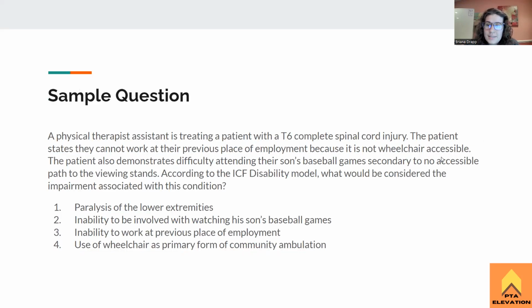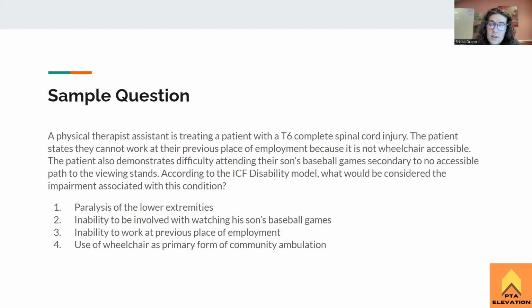So sample question, guys, bringing all of this together. Oh, I finally put ICF in here. Finally put ICF in this example. All right, guys, sample question. A physical therapist assistant is treating a patient with a T6 complete spinal cord injury. The patient states that they cannot work at their previous place of employment because it is not wheelchair accessible. The patient also demonstrates difficulty attending their son's baseball game secondary to no accessible pathway to the viewing stands. According to the ICF disability model, what would be considered the impairment associated with this condition?